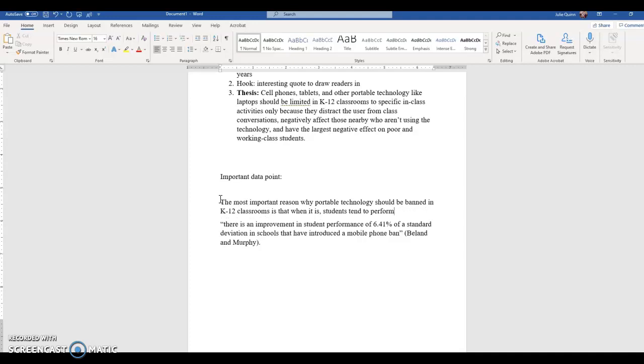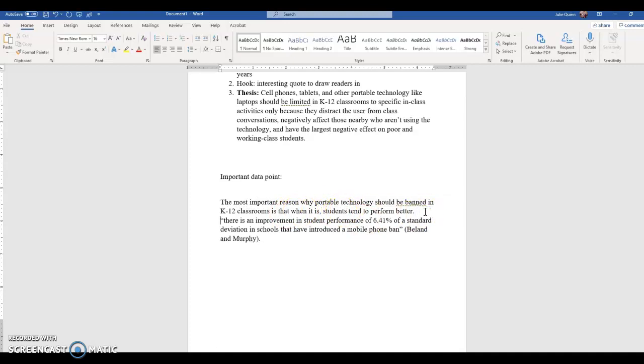Well, students tend to perform better. Let's just leave it a little bit more general. It's a topic sentence, but I know exactly it's tying to my thesis. I know what the paragraph is going to be about. It's about student performance. So I have a topic sentence, and then I include a quote.